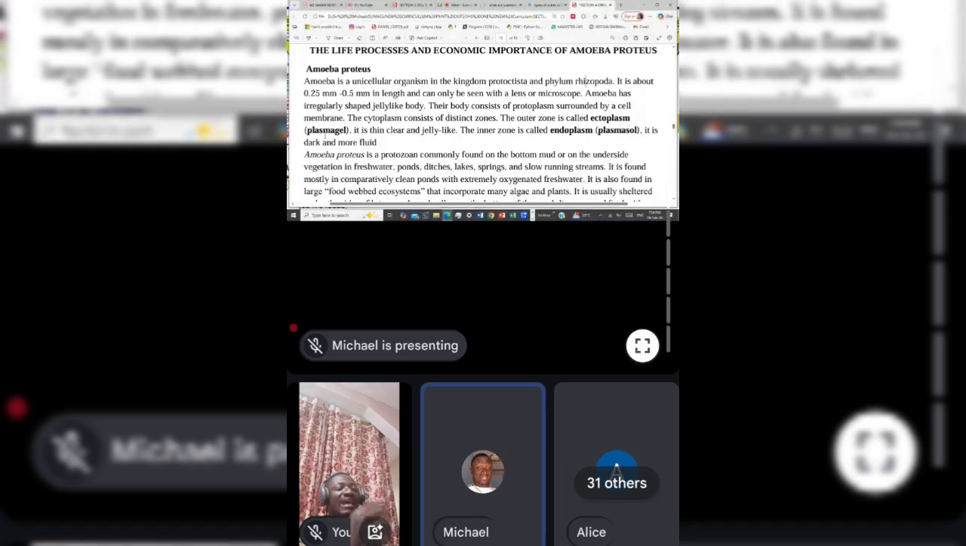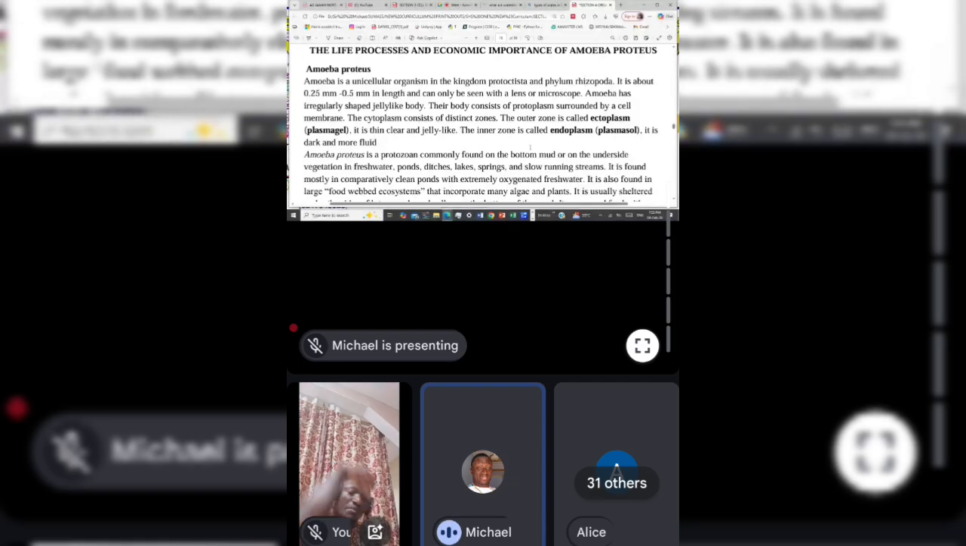Then we have the inner part, and the outer zone is thin, clear, and jelly-like because it forms part of it closer to the cell membrane. So it's a thin, clear, and jelly-like fluid that is able to move, that gives its fluidity. Then we talk about cyclosis very soon. Now the inner zone is also called endoplasm.